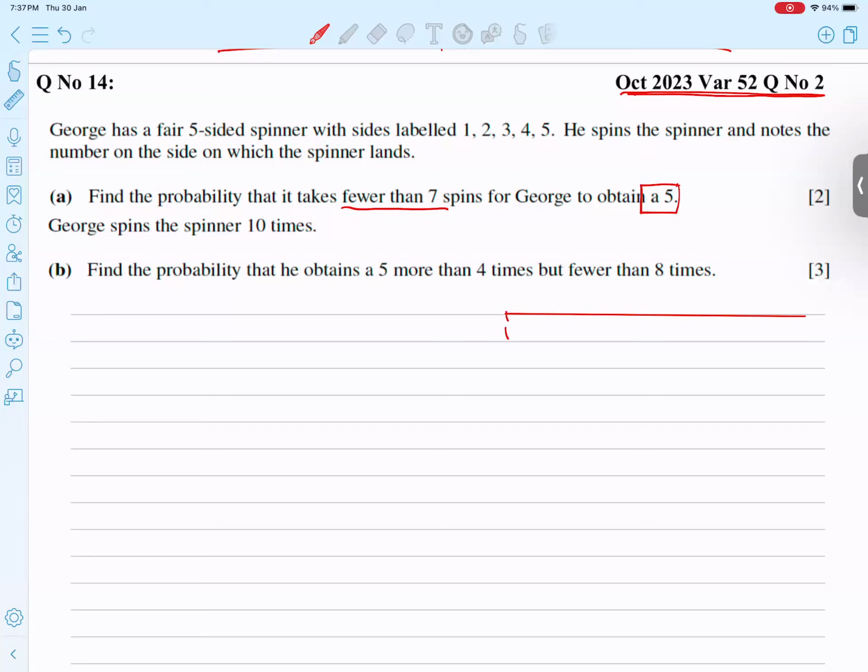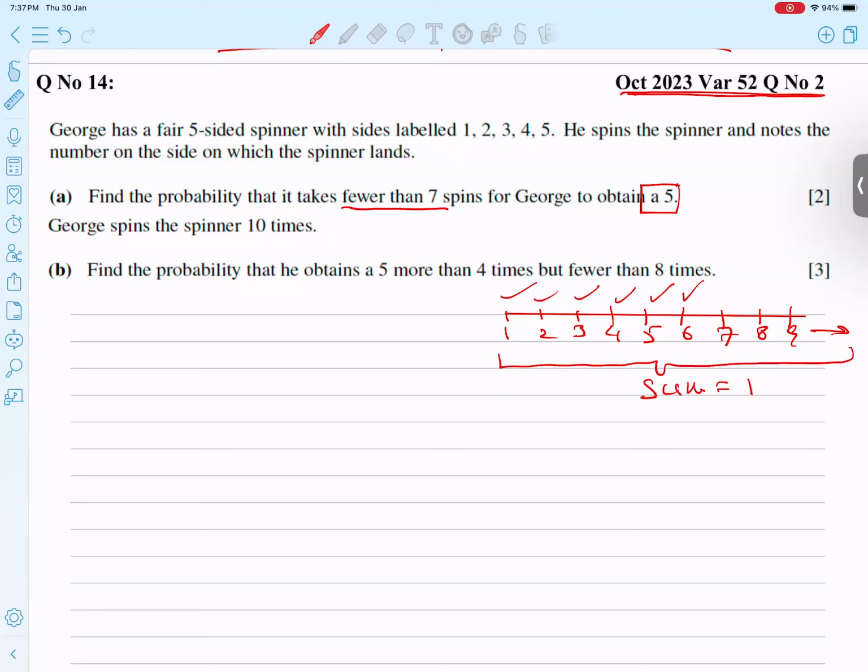So let's start, and we always count from 1, never from 0. So 1, 2, 3, 4, 5, 6, 7, and 8 and 9 continue forever. Because he said fewer than 7, that means 6, 5, 4, 3, 2, 1. And you know very well the sum of all values is 1. The values 7, 8, 9 forever, I don't want. Can I call these values more than 6? Exactly, more than 6. So our probability is equal to 1 minus more than 6.